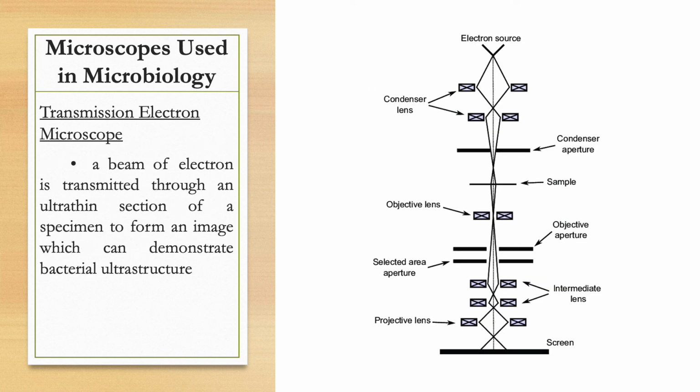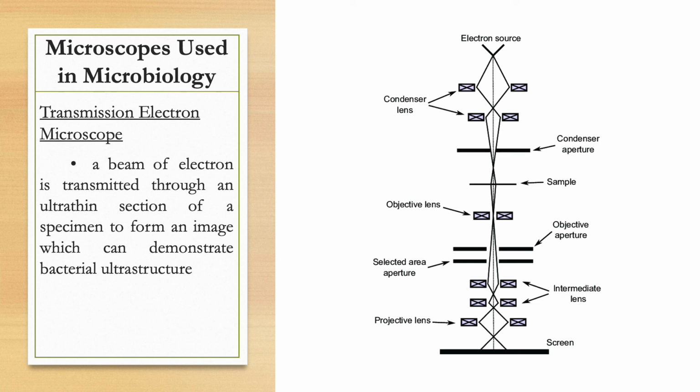Next, let's go into electron microscopes. There are two types. The first is the transmission electron microscope. And here, a beam of electrons is transmitted through an ultra-thin section of a specimen to form an image which can demonstrate bacterial or cellular ultrastructure. Right? So here you can see the principle of this type of microscope. So the electrons pass through the sample and then into your lenses. Right? And this is how you visualize the insides or the microstructure of your cells.